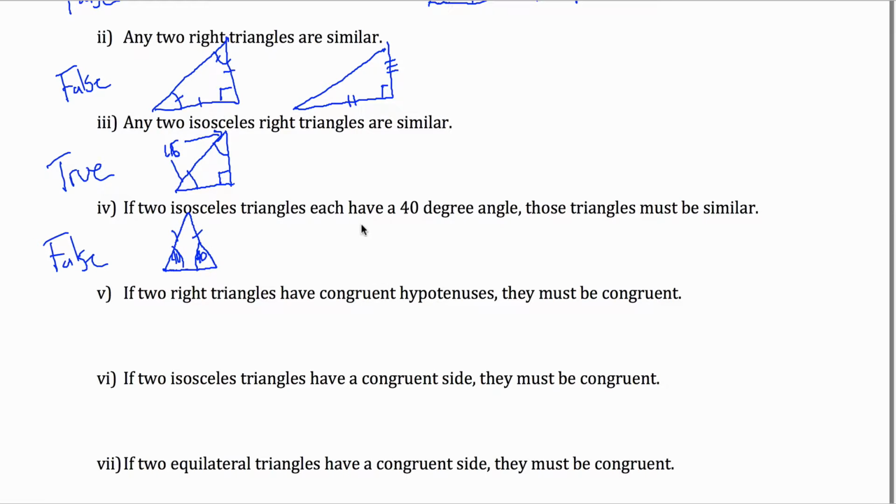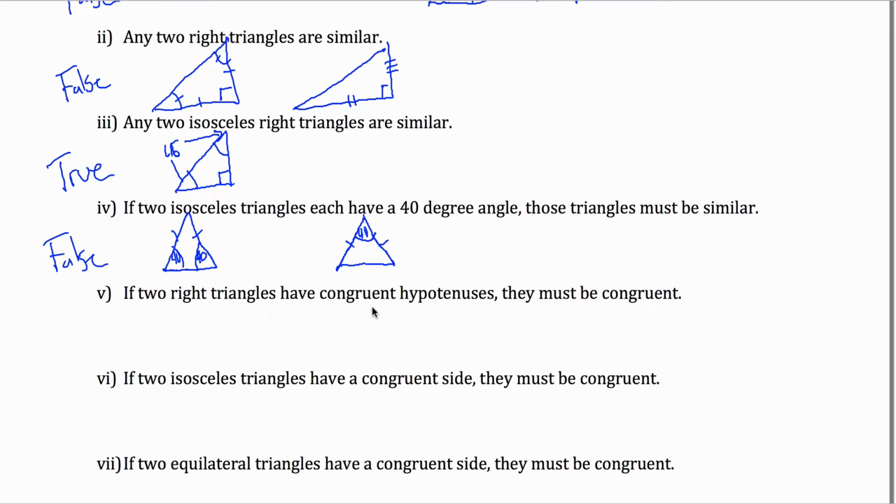And here is an isosceles triangle where this up here is 40, and these are the same. If these two are 40, that tells me that this is not drawn to scale. That tells me that this is 100 up here. And if this is 40, that tells me that these are both 70 down here. They're definitely not similar. That's a false statement.